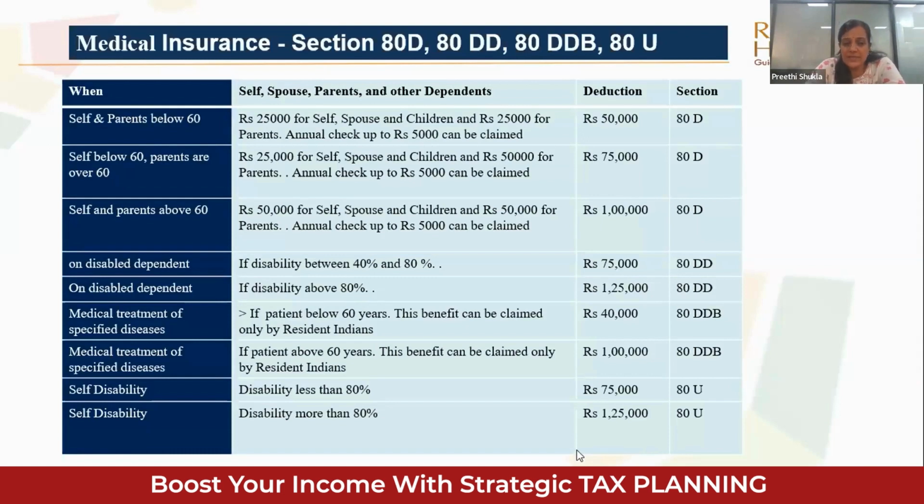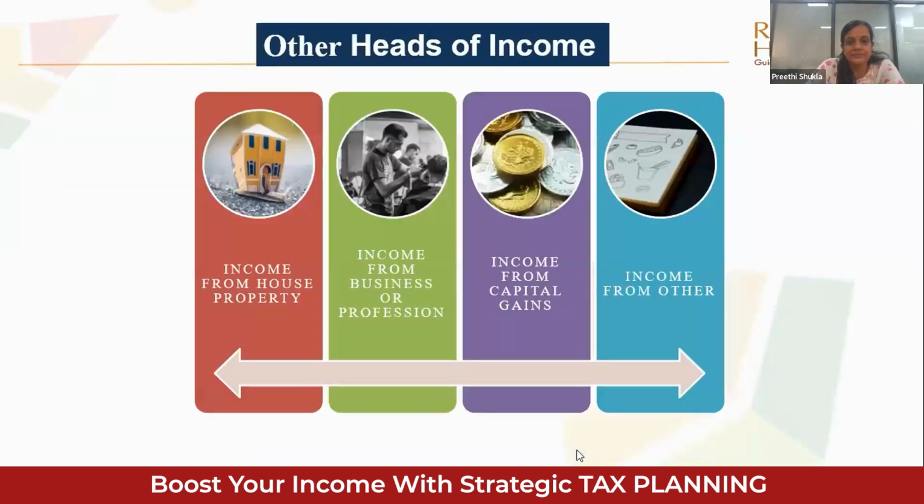There are some subsections, like 80DD, where when you spend on a disabled dependent, if the disability is between 40 and 80%, you can claim an exemption of up to 75,000. Above 80%, up to 1,25,000. Similarly, 80U is, yeah, you have a disability. Depending on the degree of disability, you can claim up to 75,000 or up to 1,25,000. So just go through these sections in case you are not availing them.